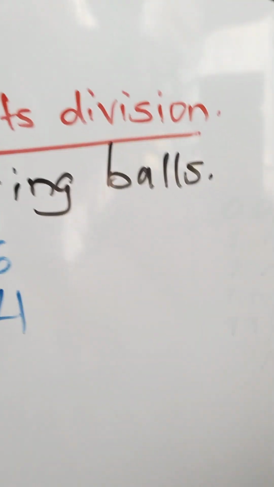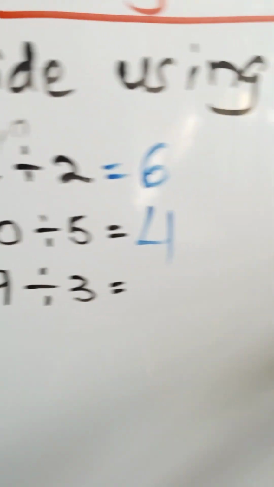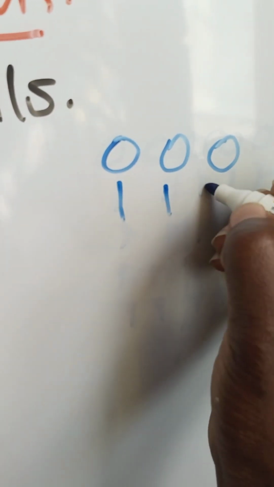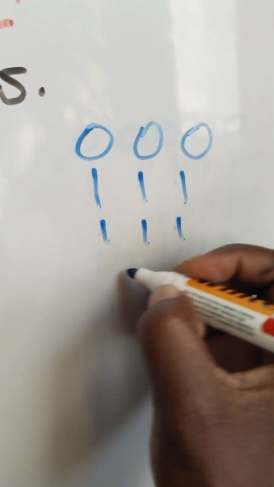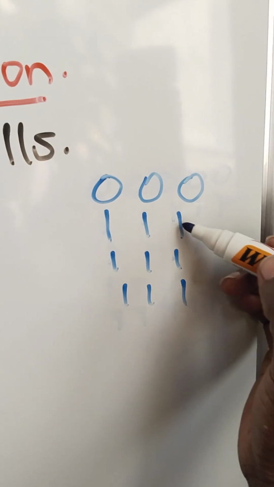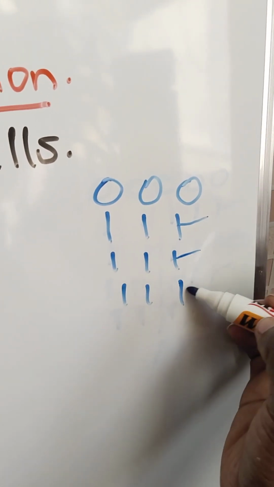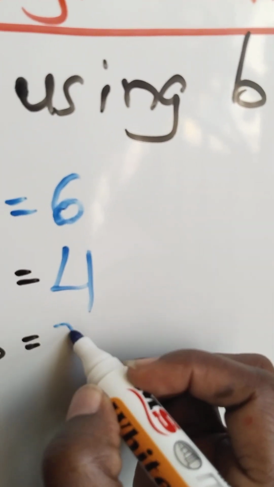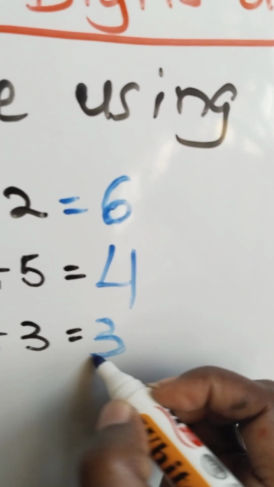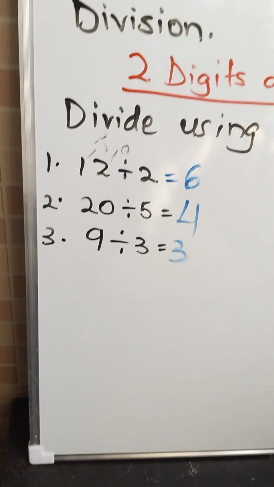Okay, so they have told us 9 divided by 3. So 1, 2, 3, and we divide with 9. 1, 2, 3, 4, 5, 6, 7, 8, 9. Bravo. So what does each one get? 1, 2, 3. So our answer is 3. Do you see how easy this is? It's very easy.